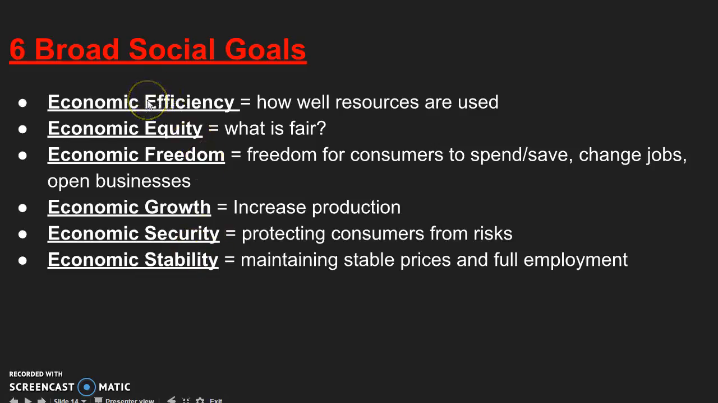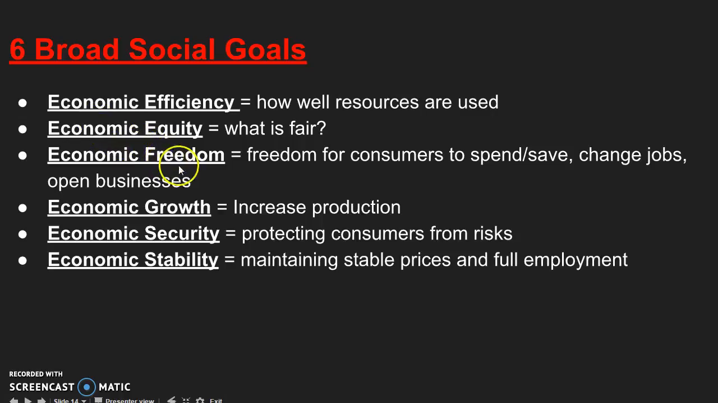So economic efficiency, that's how well resources are used. Are you using them well? Are you making use of them? Are you specializing? Things like that. Economic equity, what is fair? If people are having trouble providing for themselves, they don't have an education, is it fair for there to be some redistribution of wealth where you tax wealthier people and give back to the poor? That's an idea that some people think is fair. Some people don't think that's fair.